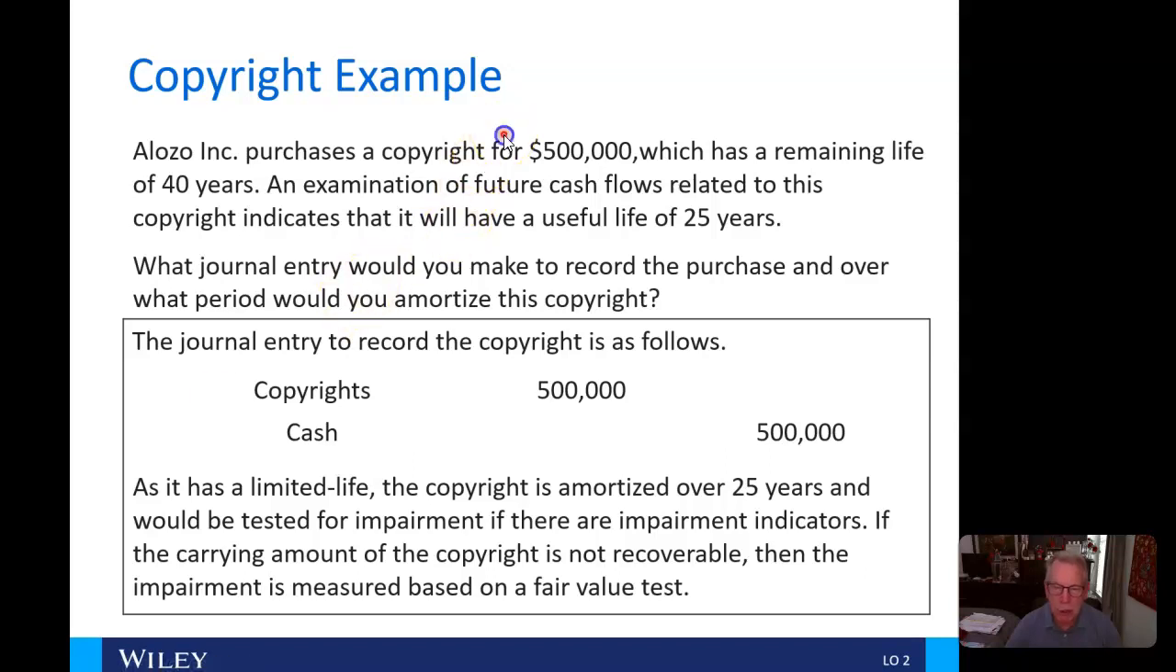That's what we purchased it for, and credit cash to pay for it. It has a limited life, and the copyright is going to be amortized over 25 years here, not 40 years, even though its remaining life is greater than 25 years. If the carrying amount of the copyright is not recoverable, then the impairment is measured based on the fair value test.